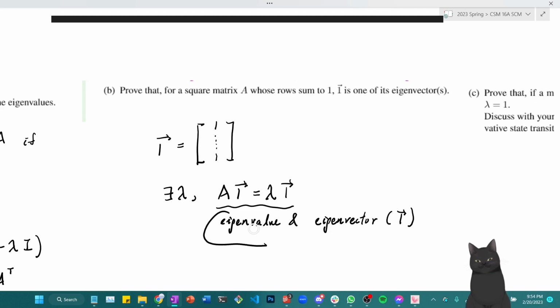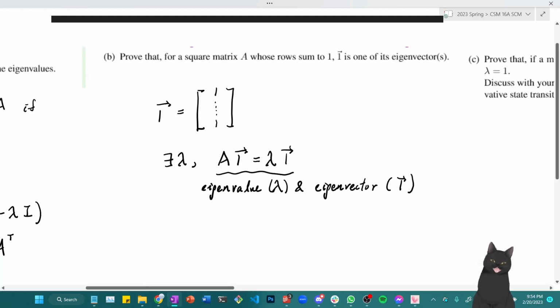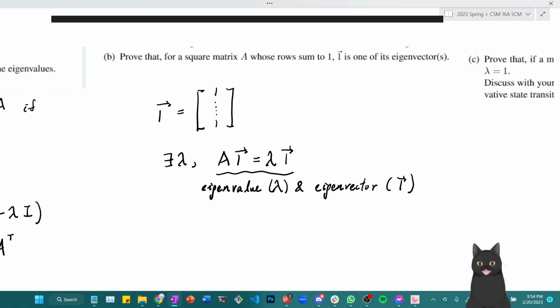Here, once again, the eigenvalue is lambda, but you probably already know that. And I will just restate this fact here. Now, our task then is to find such a value lambda, because if we can prove that such a value lambda exists, then lambda and the vector 1 is indeed one eigenpair of matrix A. So let's try to compute A times vector 1 and see what happens.